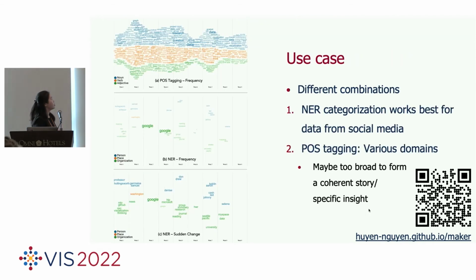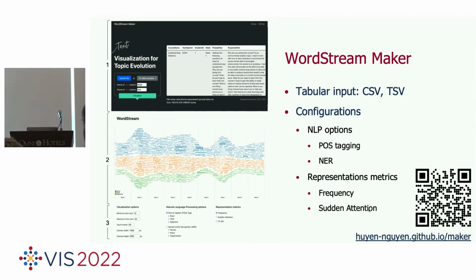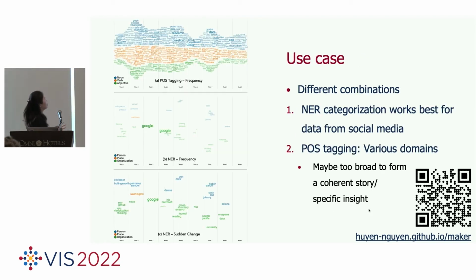So here is the use case that we did with WordStream Maker. Here we compare different combinations of these two groups of configurations. In the first use case, we combine part-of-speech tagging and the text characteristic of frequency. The second one is named entity recognition and frequency. And the last one is named entity recognition with sudden change.